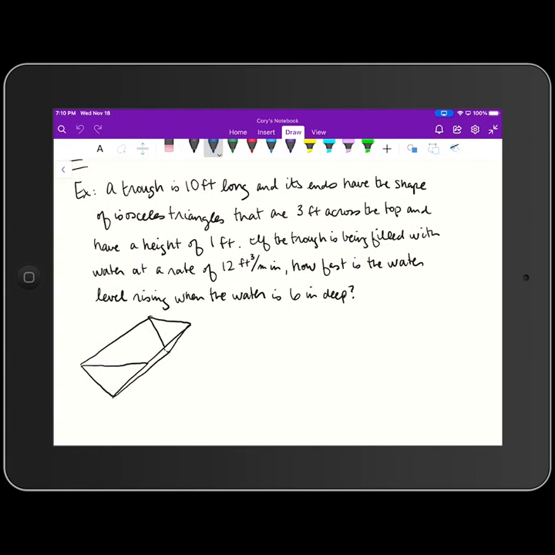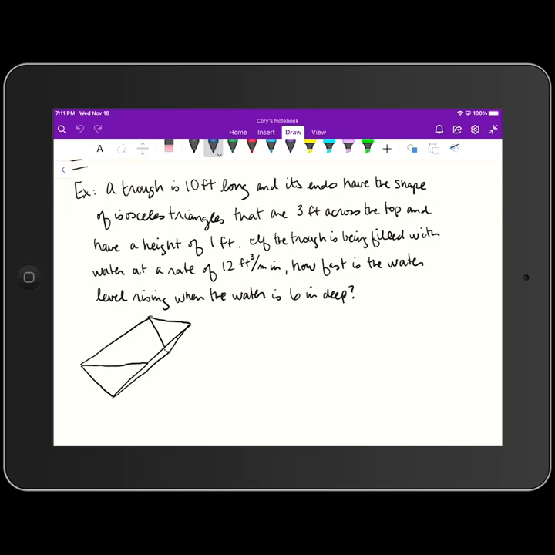Okay, so we're going to do the last example here to finish off our lesson on related rates. The directions say that a trough is 10 feet long and its ends have the shape of isosceles triangles that are 3 feet across the top and have a height of 1 foot. If the trough is being filled with water at a rate of 12 cubic feet per minute, how fast is the water level rising when the water is 6 inches deep?